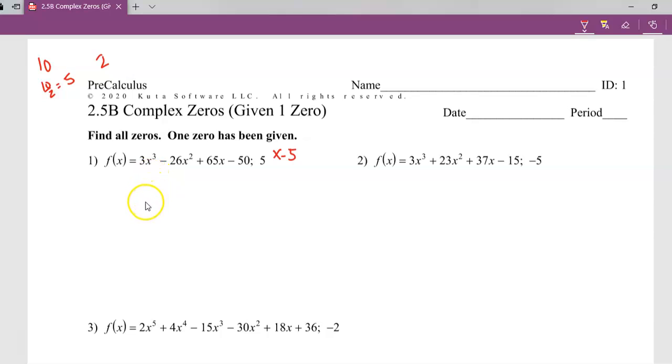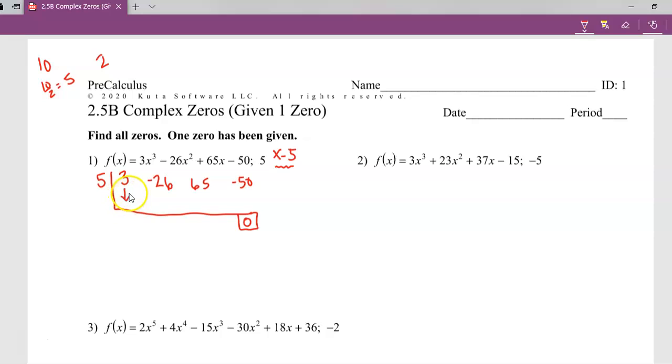You can use long division or synthetic division, whichever you prefer. I'm going to go with synthetic division. So I'm going to put 5 up here. I'm going to write my numbers across: 3, negative 26, 65, negative 50. Remember to always double check to make sure that your exponents go down in order, right? We want to put a 0 if we have one that's missing. In this box should be a remainder, and because I know that's a given zero, I know that my remainder should be 0. If it's anything else, it means I made a mistake somewhere and I need to go back.